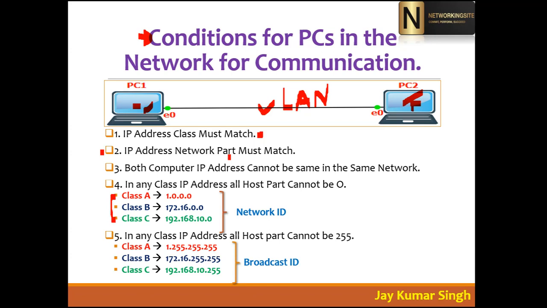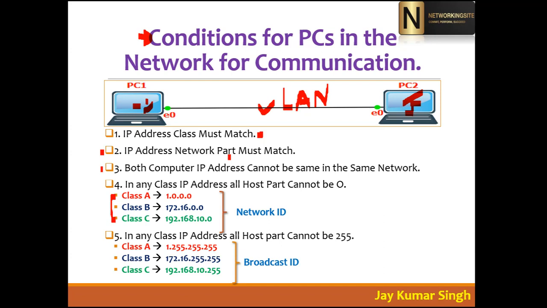The network part must match. So if class A has one network part, then in the IP address, the network part must match for communication. Third condition: both computers' IP addresses cannot be the same in the same network. So if this computer is using 192.168.10.10, this PC2 must have a different IP address. It should not be the same, otherwise you will get an IP conflict error.